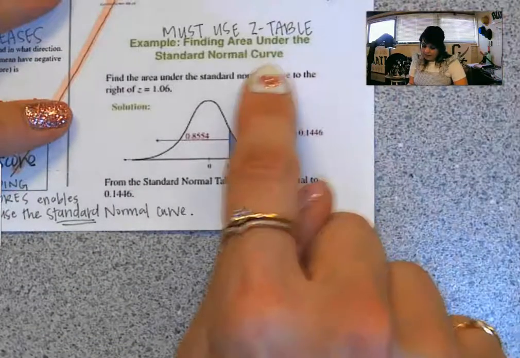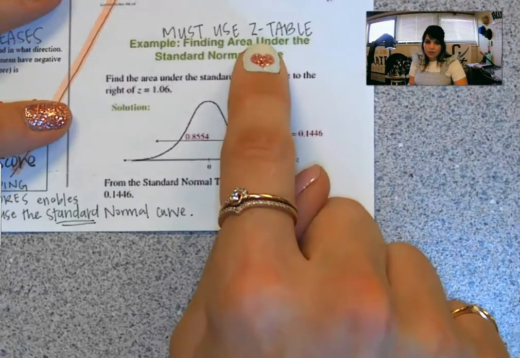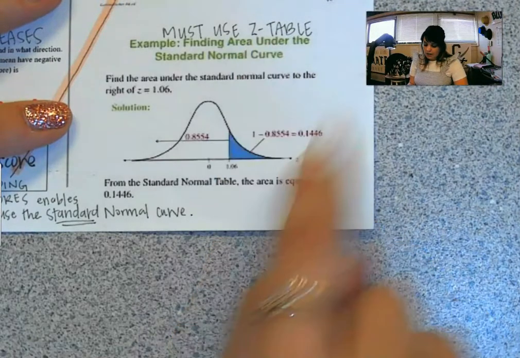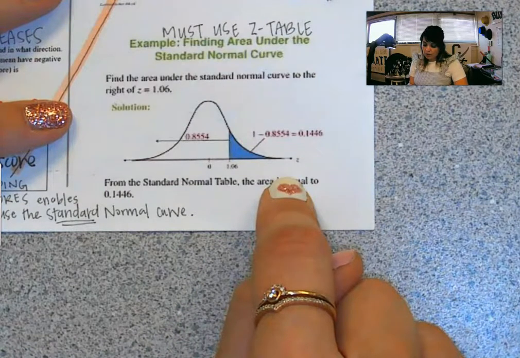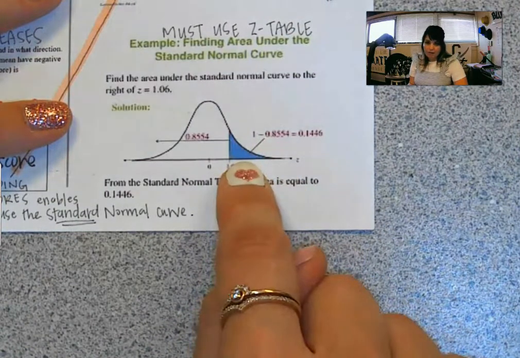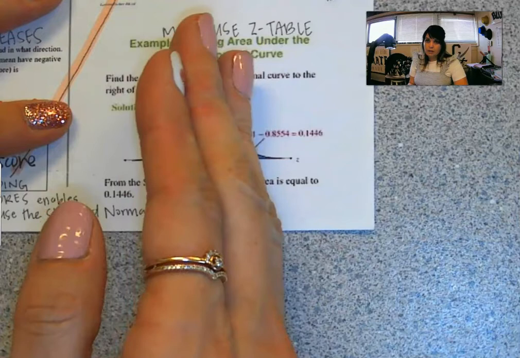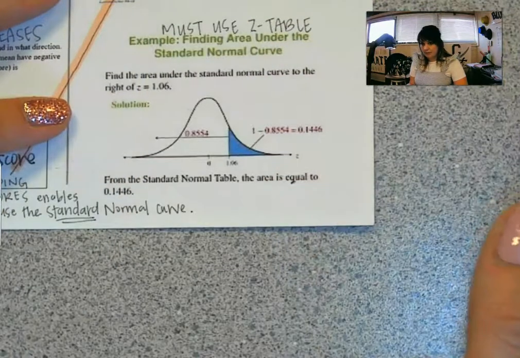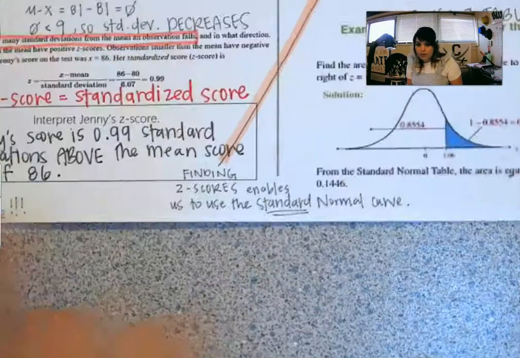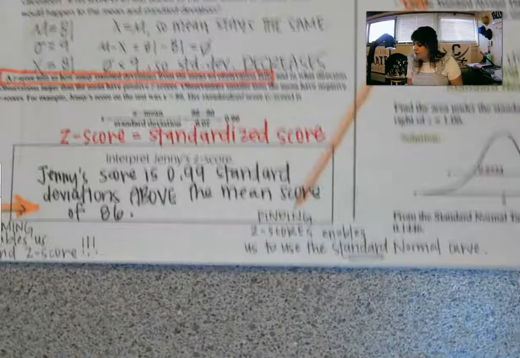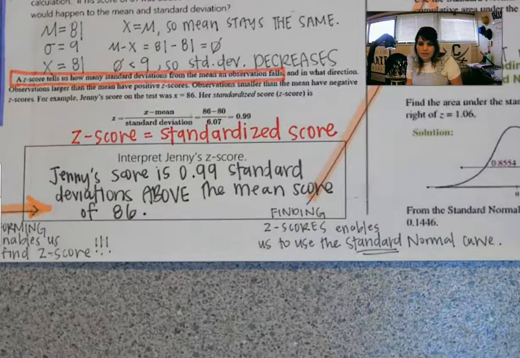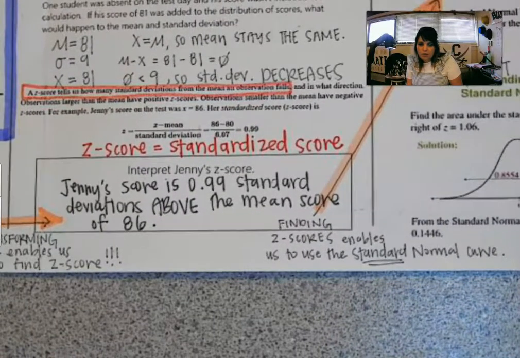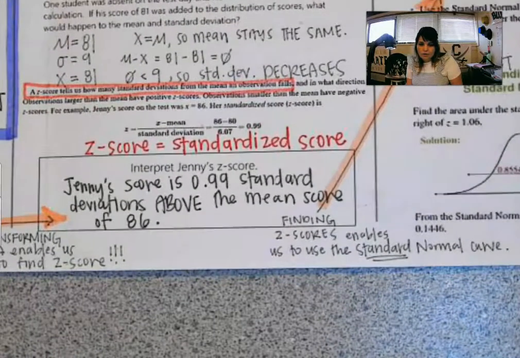Finding the area under the curve, you must use a z-table. And then this is just walking you through how you would find the area for a proportion or z-score, find the area to the right. So I just want to move these just a smidge so you can see what I wrote next to those arrows.